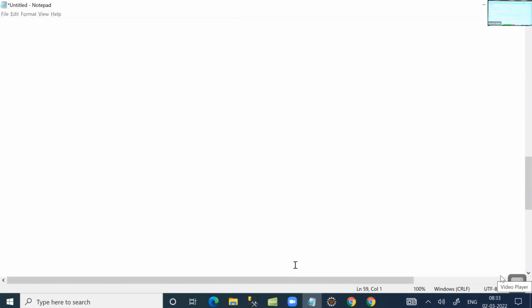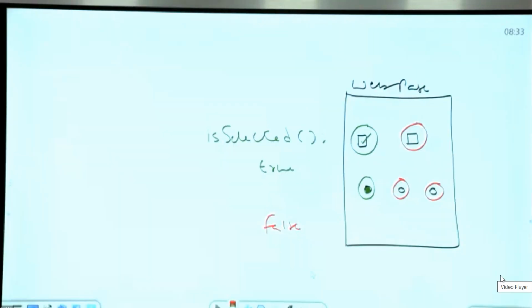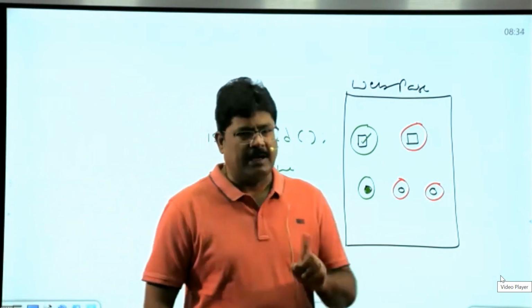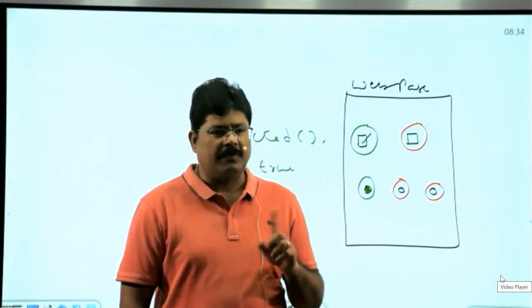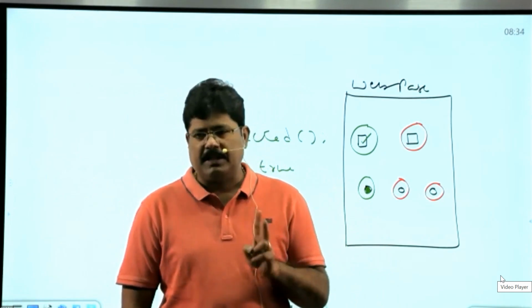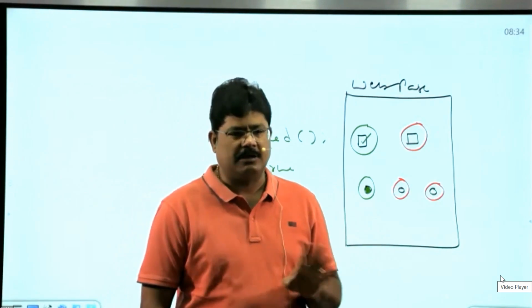Right. So I hope you understood isSelected. isDisplayed will verify whether any element is present in the page or not. If present, true. If not present, false. The isSelected method is applicable only for two types of elements, radio buttons and checkboxes.